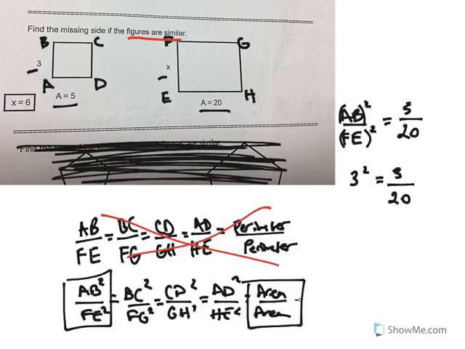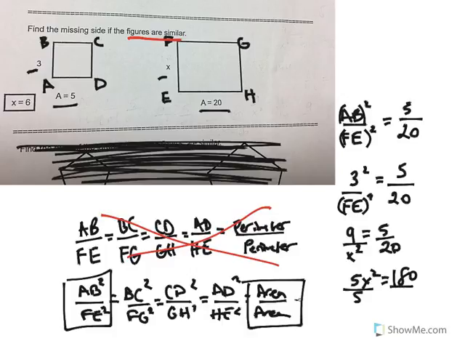Oh, sorry, that's a 5, not a 3. Oops. 5, okay. And we don't know what side FE is, okay? So we're going to get 9 equals 5 over 20, and let's just call side FE x for now, okay? I cross multiply, I get 5x squared equals 180, divided by 5, divided by 5, x squared equals 36, x equals 6. So the side here, x is 6.